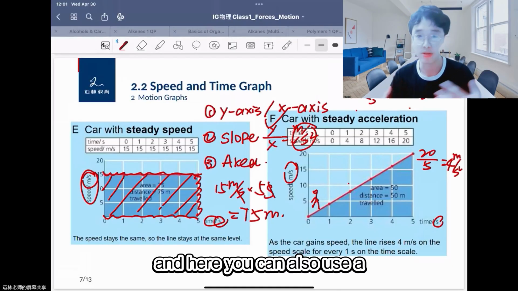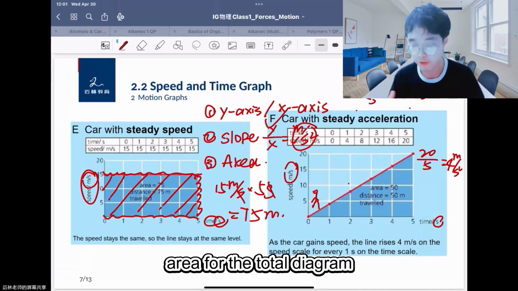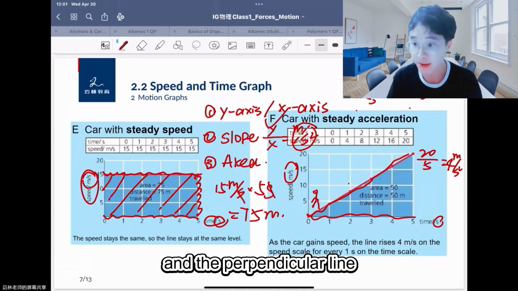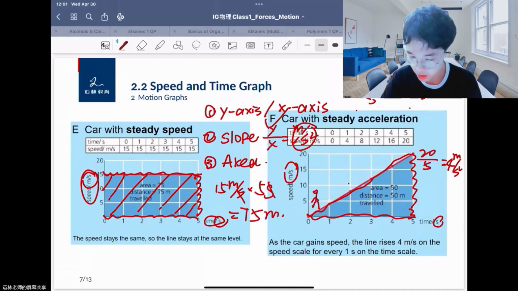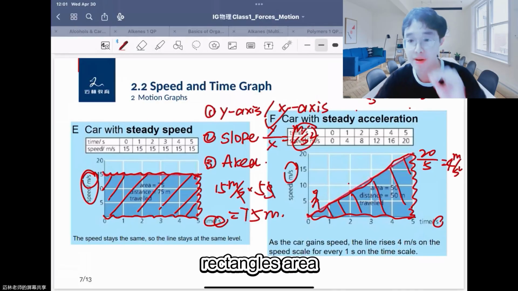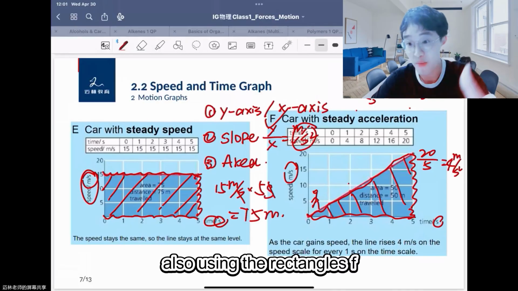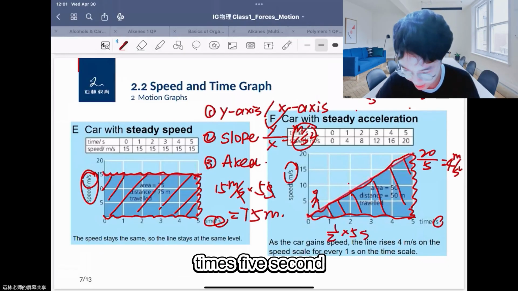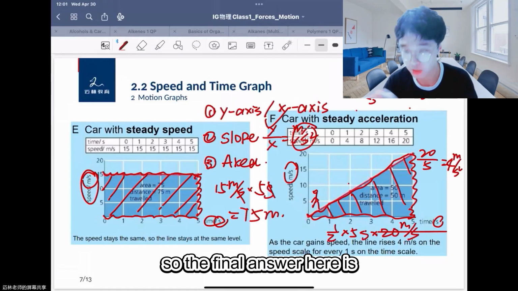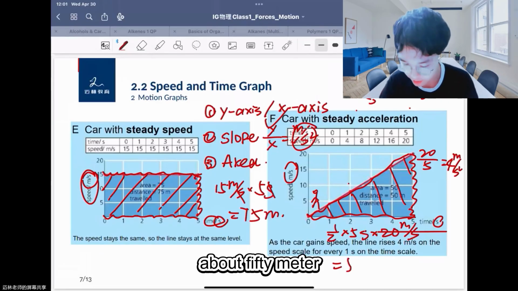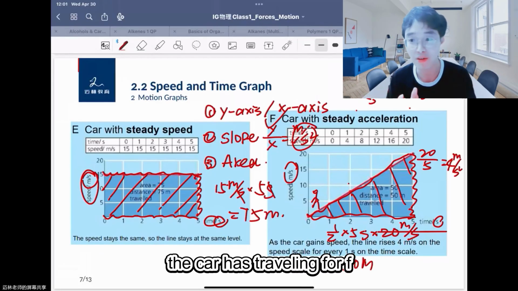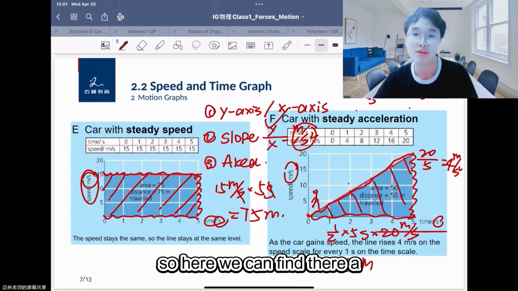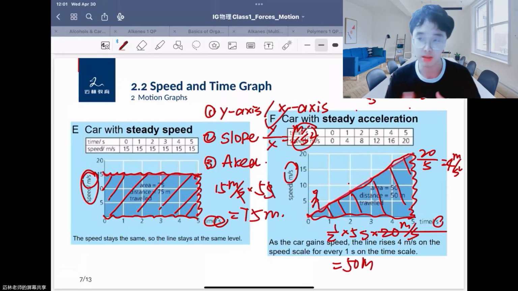And here you can also use the three steps. The third step is to find the area for the total diagram, the straight line and the x-axis and the perpendicular line at the edge. So here we just find this triangle's area. Also using the formula, a half times the height times the width is a half times 5 seconds times 20 meters per second. So the final answer here is about 50 meters. So we knew that the car has traveled for 50 meters in the first 5 seconds, right?